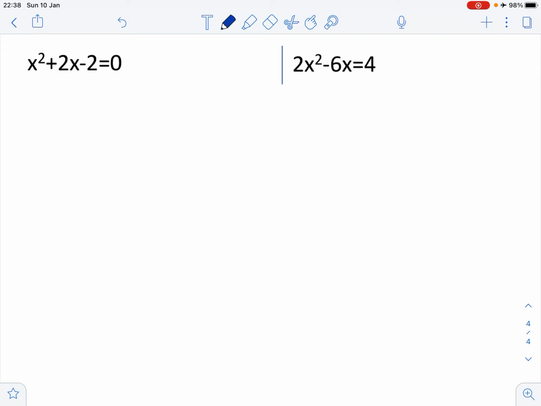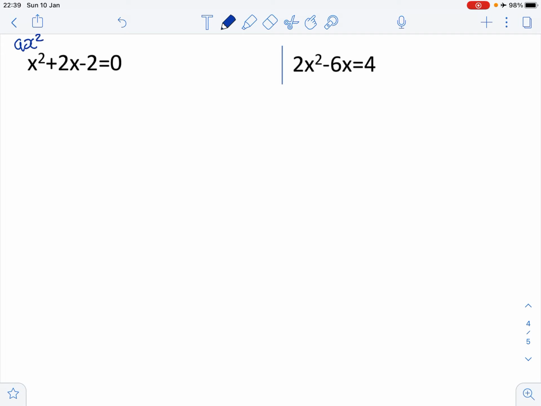Hello everyone, so today we're going to look at using the completing the square method to solve a quadratic equation. So we should now be really fluent with how to complete the square. So let's complete the square for x squared plus 2x minus 2.